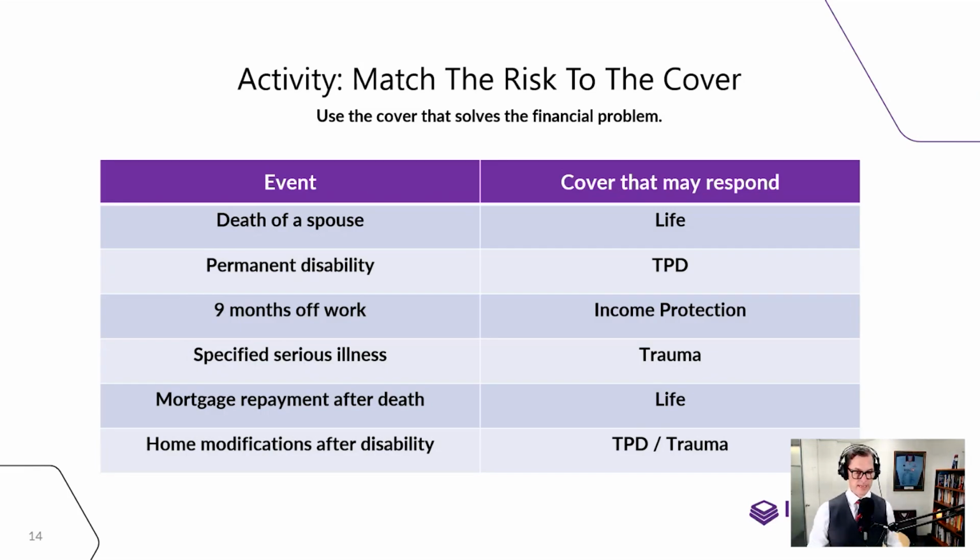We've talked about TPD. And even trauma covers often have a TPD definition in them. So if you have a major accident and you don't necessarily have TPD insurance exclusively, the trauma policies often have a definition in there that says if you become totally and permanently disabled, we will cover that.